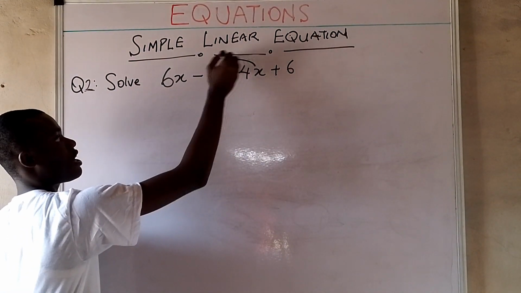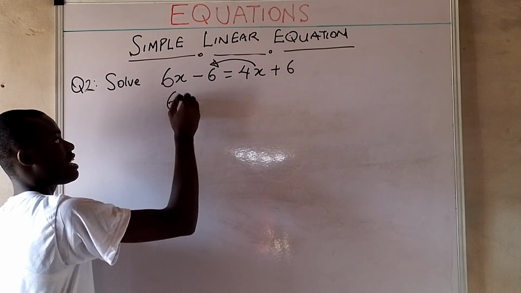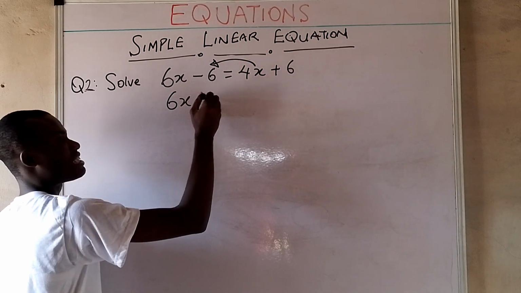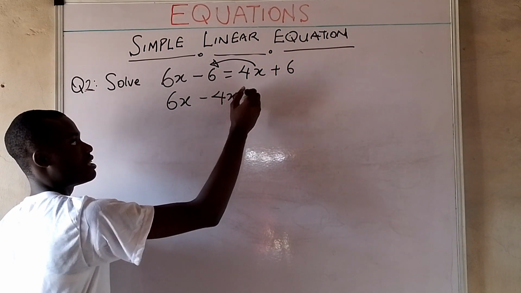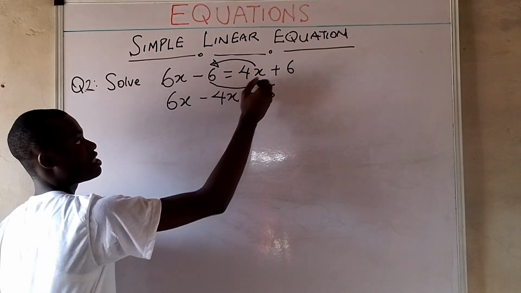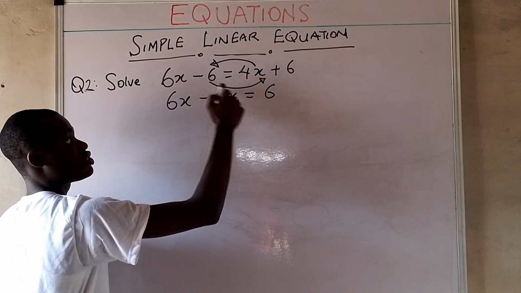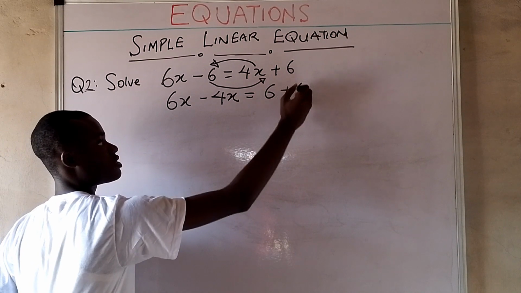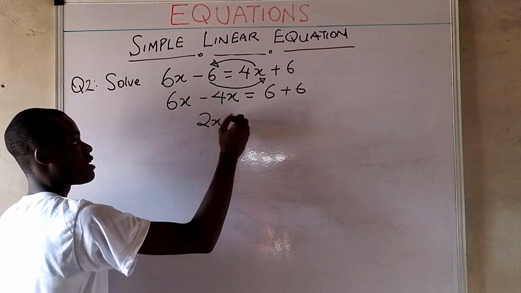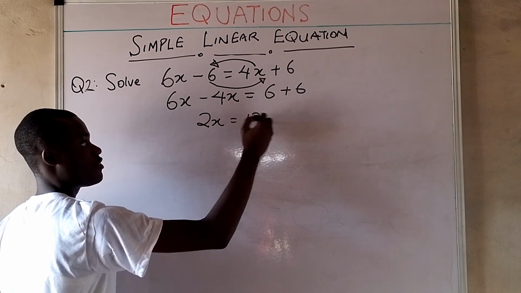So I'm going to take 4x to this side. So I have 6x. This is a plus 4x. When I take it to this side, I will have it as minus 4x. Is equal to, there's 6 on this other side. Now I'm going to take this minus 6 to this side. When minus 6 comes to this side, it will become a plus 6. Now 6x minus 4x is 2x, and 6 plus 6 will give us 12.